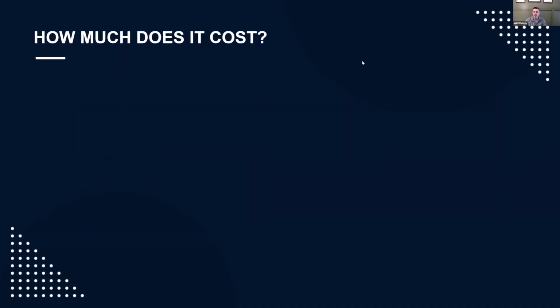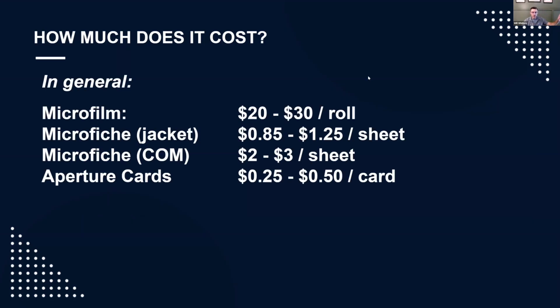So how much does all this cost? Again, we talked about the type, the quantity, and the indexing. Completely high level in general: rolls of film, not specifying which type but assuming the most common type, a 100-foot 16 millimeter simplex, you're looking at about $20 to $30 a roll, complete ballpark. Jacket microfiche, basically around $1 a sheet. COM microfiche, $2 to $3. Aperture cards, 25 to 50 cents per card.